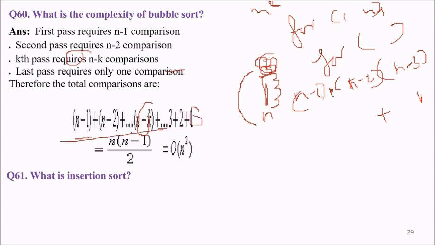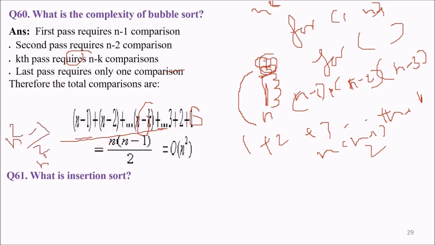So we add it. This is the normal sum, 1 plus 2 plus 3 till n-1, which is n(n-1)/2. This can be written as n square by 2 minus n by 2, and we leave all the constant terms, so we take order of n square.